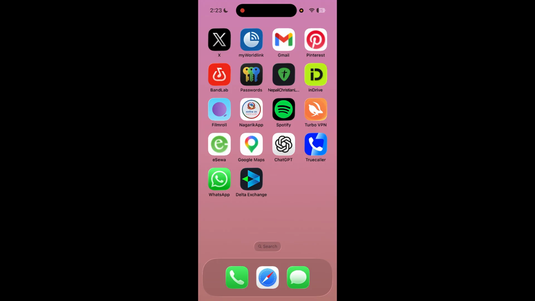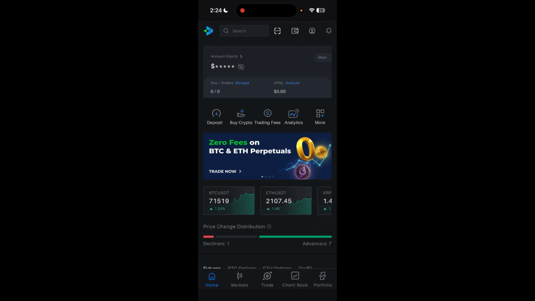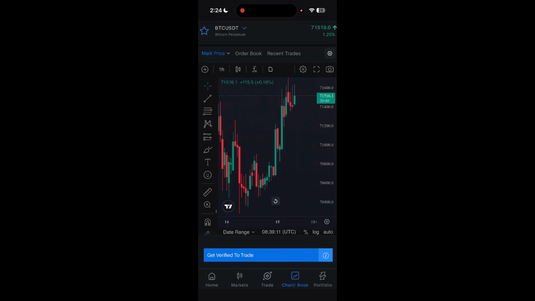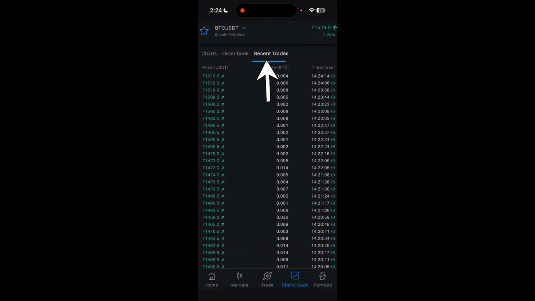First, open your Delta Exchange, and over here we can see the Delta Exchange app interface. What you need to do is go to this order book at the bottom, beside the trade, and over here on the top we can find recent trades beside the order book. Tap on the recent trades over here.